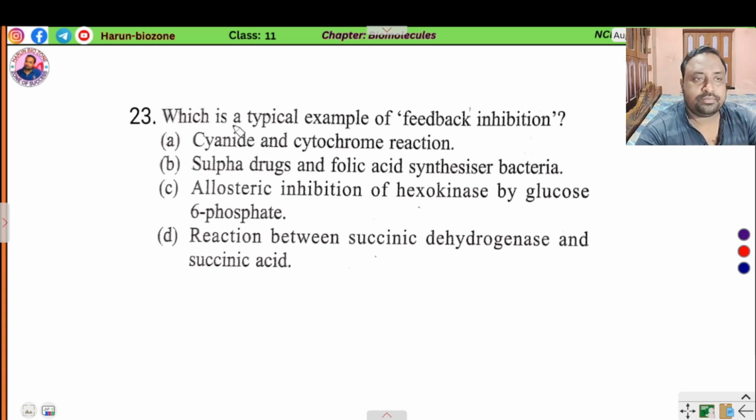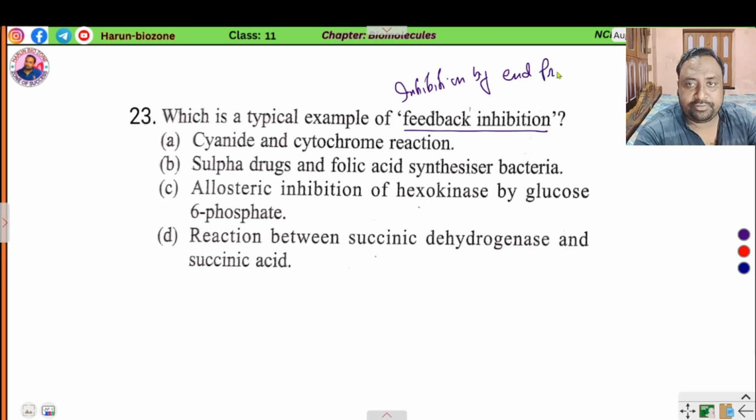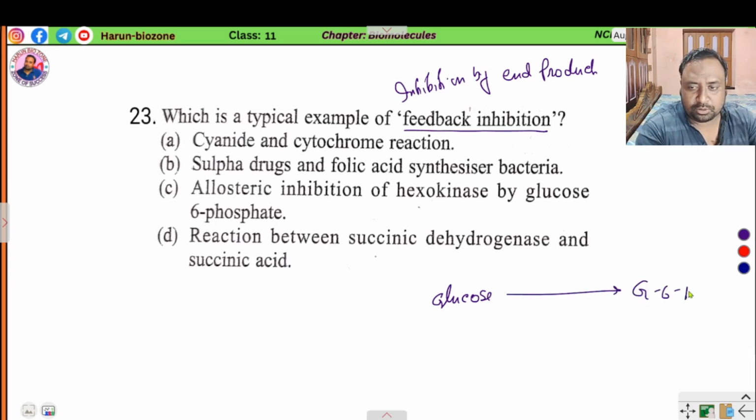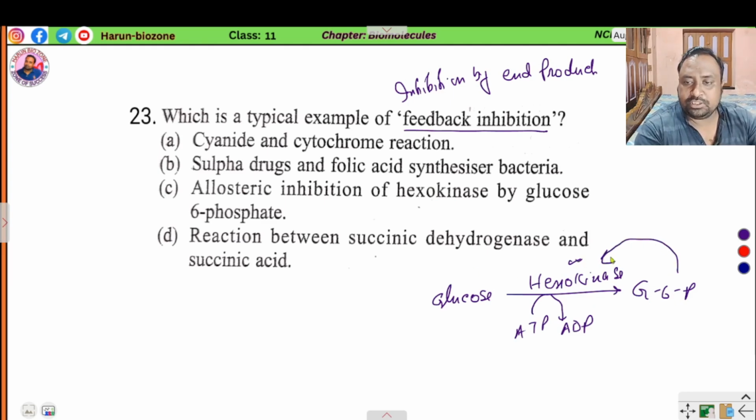Question number 23. Which is a typical example of feedback inhibition? What is feedback inhibition? Feedback inhibition is inhibition by the end product. This is called feedback inhibition. Suppose glucose is converted to glucose 6-phosphate by the hexokinase enzyme. Clear? Hexokinase converts ATP into ADP. This activity of the hexokinase enzyme is inhibited by glucose 6-phosphate. Okay? So it is a single direction reaction, not a reversible reaction.